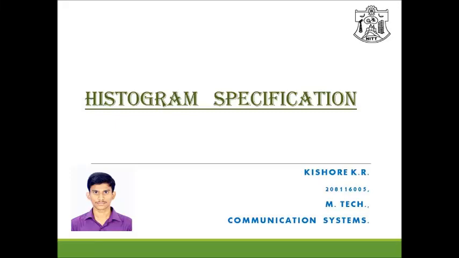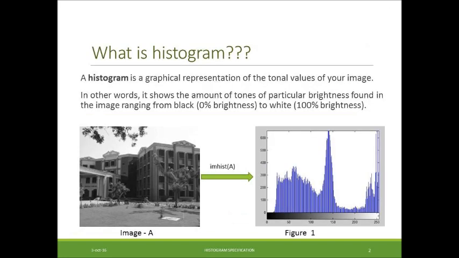I would like to introduce the basic concepts of histogram specification. First of all, let me start with the basics. What is a histogram? In simple words, a histogram is a graphical representation of the tonal values of your image. In other words, it shows the amount of tones of particular brightness found in the image, ranging from black to white. That is from 0% brightness to 100% brightness.